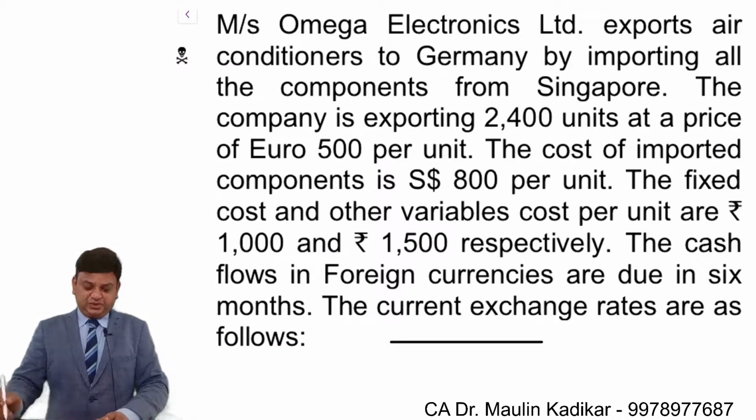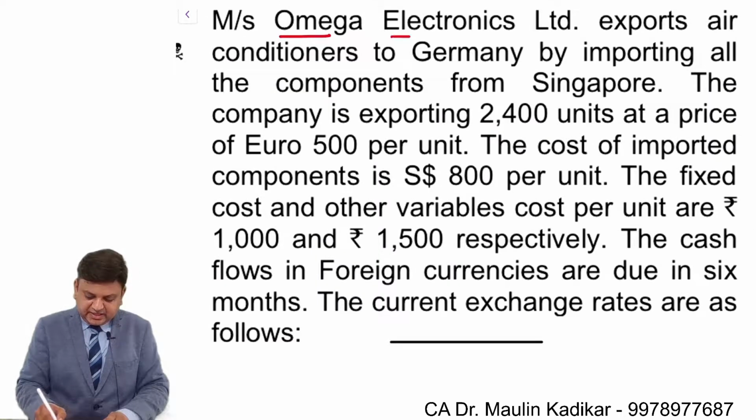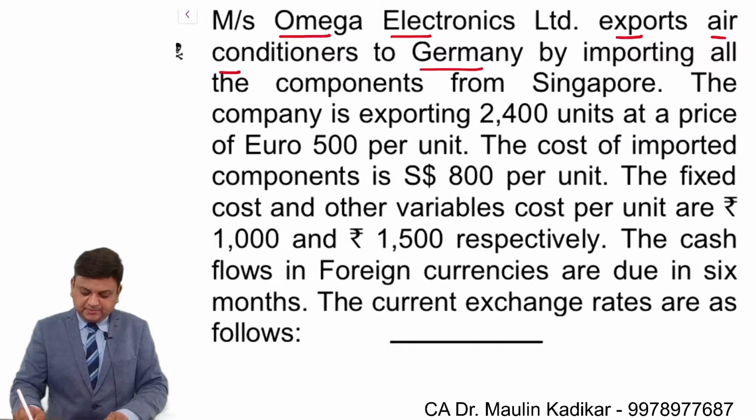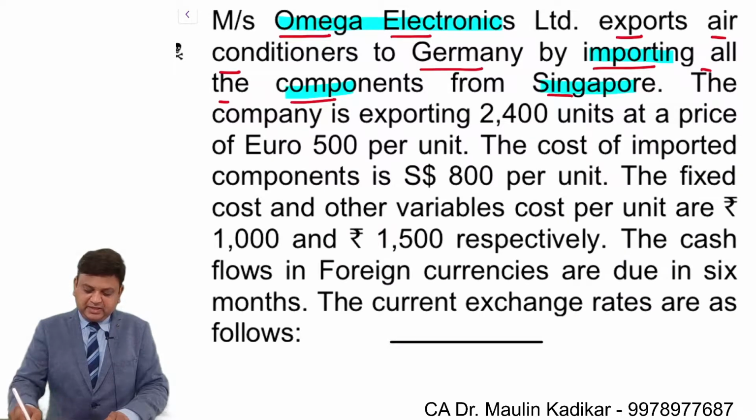Let us see our next question. Omega Electronics Ltd exports air conditioners to Germany by importing all the components from Singapore. So there is a company called Omega Electronics. It is importing components from Singapore and exporting air conditioners to Germany.